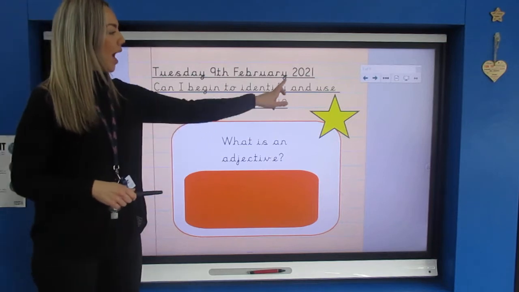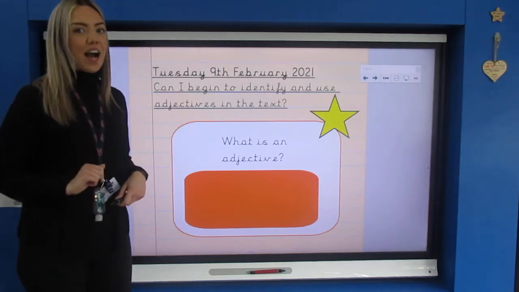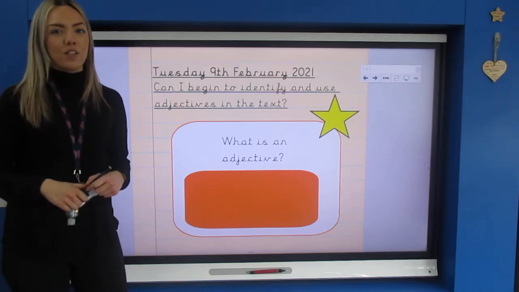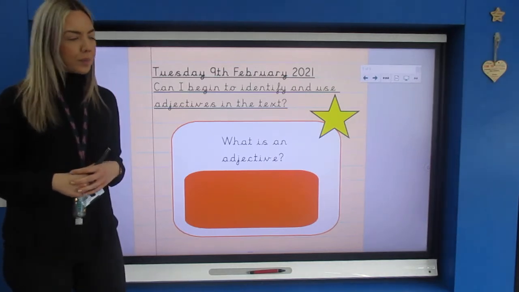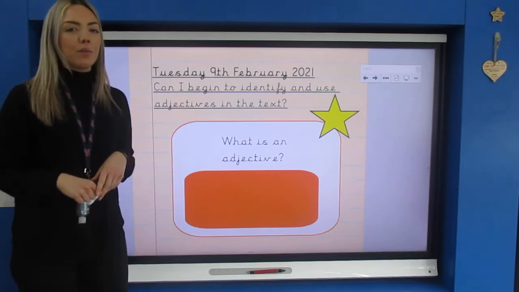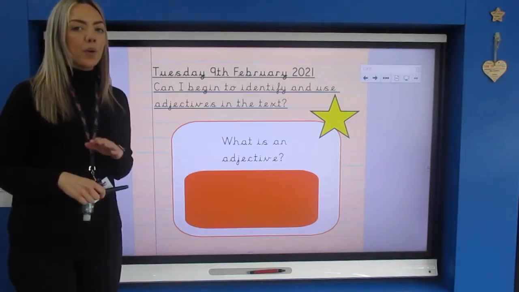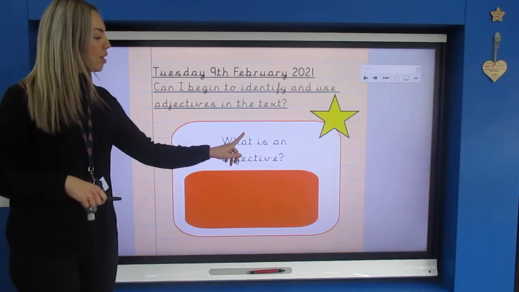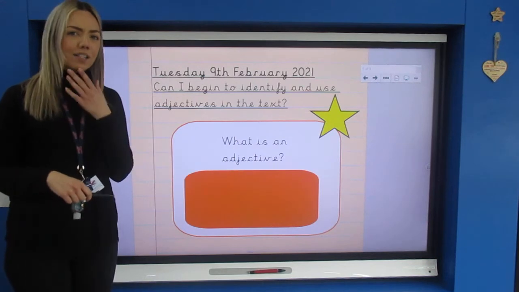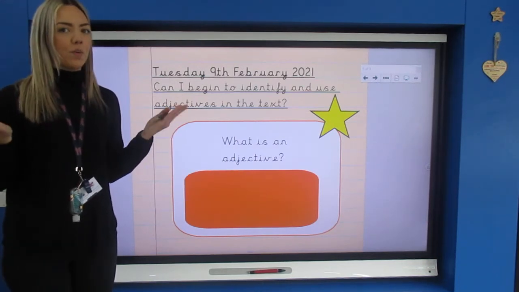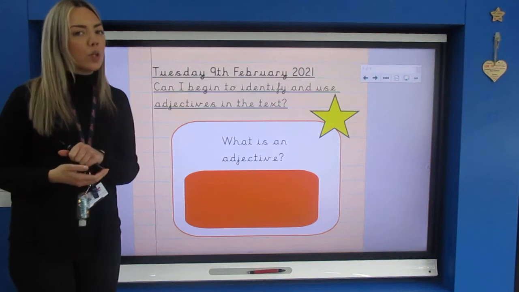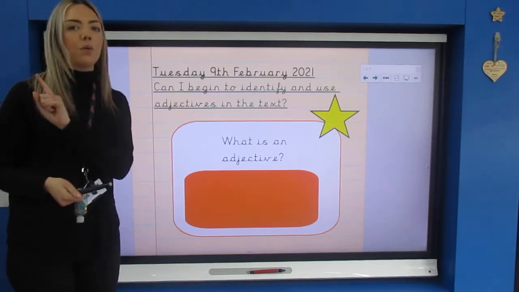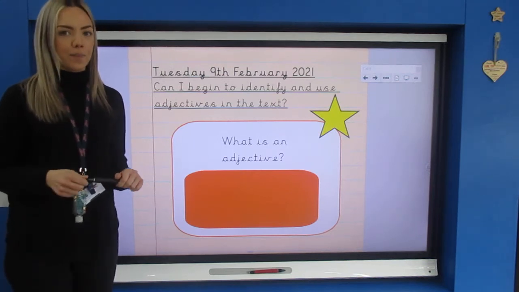So remember, identify means can we find, okay? And know what an adjective is, so we need to know what we are looking for. So, I would like you now to have a little think, pause the video and have a talk to your adults and see if you can tell them what is an adjective. Now, have you heard of the word adjective before? Do you know what one is? Have a little chat with your adults and see if you can think about what an adjective is.